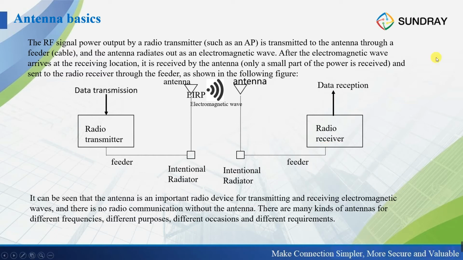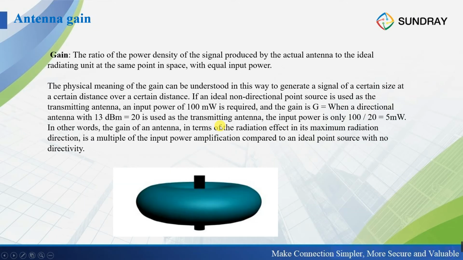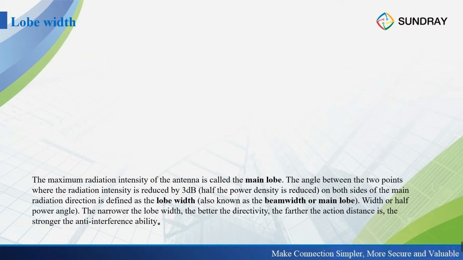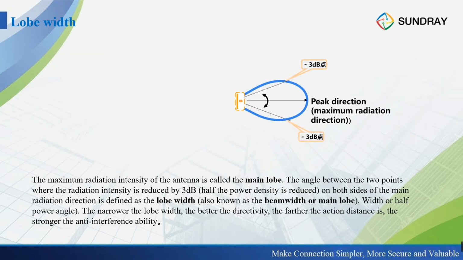We already saw this topology in these pictures before. The intentional radiator, and here we connect the antennas, and here are the feeders. So for antennas, the most important thing is the gain, how many dBi these antennas increase the signal at the lobe. Sometimes we also call it the main lobe.